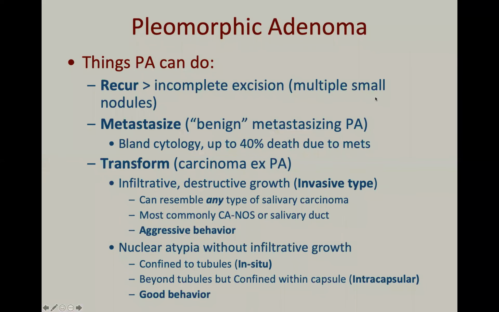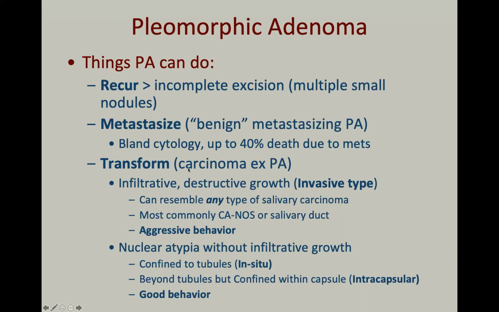Things PAs can do, it's important to think about this, and this is why we resect these, right? So first, they can recur after incomplete excision. Hence, primary clean margin negative excision is the most important treatment we can give for a PA. They can metastasize with a bland cytomorphology, so-called benign metastasizing PA. This is very controversial, but theoretically it can happen.